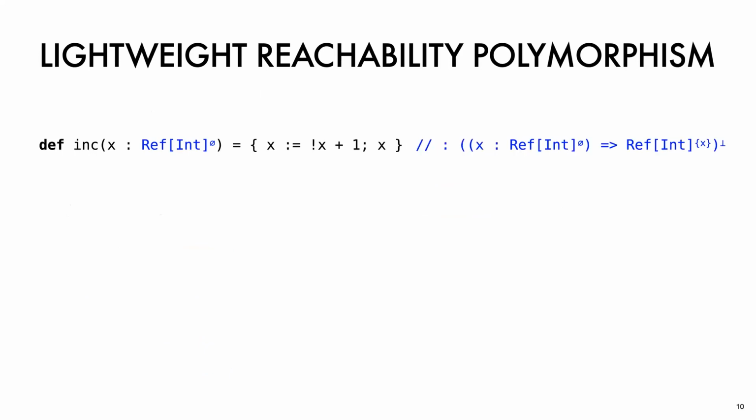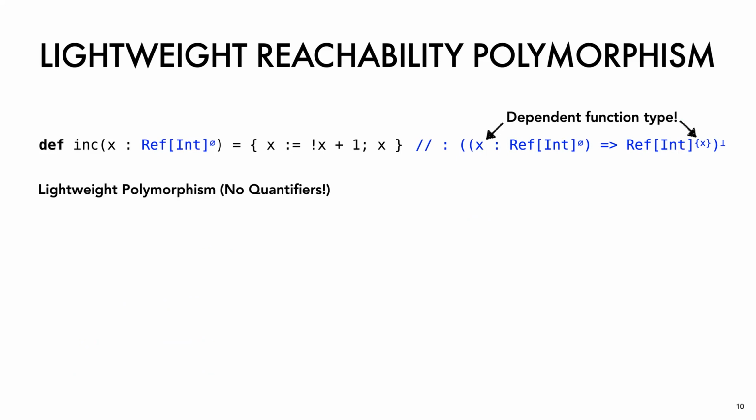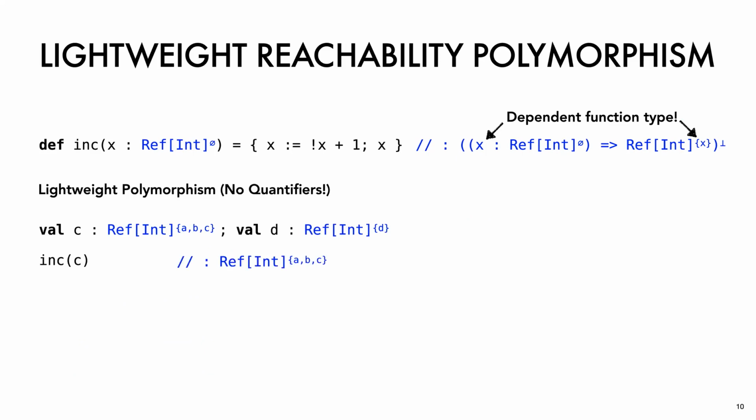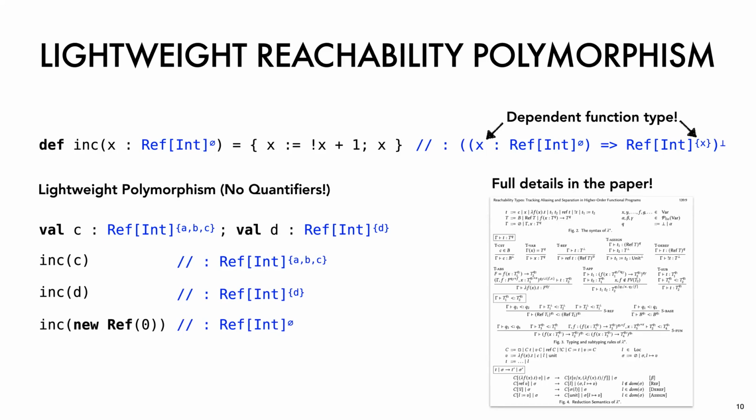Finally, we also have forms of lightweight polymorphism enabled by dependent types. So here's an example that takes a reference and returns it after incrementing it. And evidently, the qualifier of the result is dependent on the input, which is what makes it a dependent type. And this allows us to encode polymorphism without having the baggage of explicit quantifiers. So, for example, we can call this inc with these different arguments, and the way the input varies is reflected in the result type accordingly. For more details, I refer you to the paper, and there you can also find the full formal system.